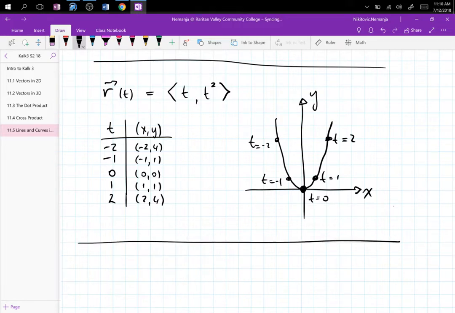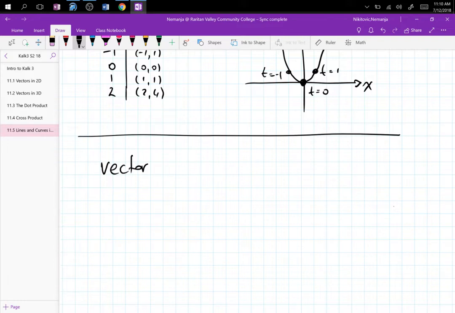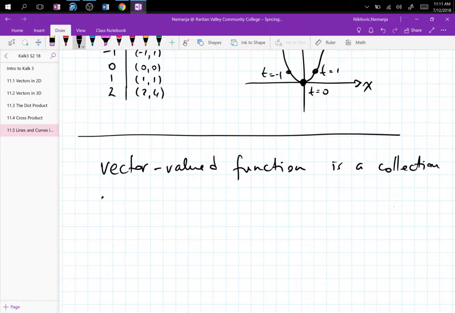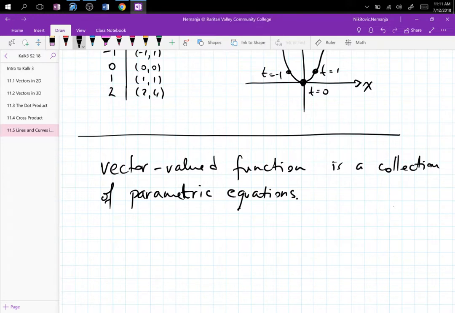So, technically, your vector-valued function is a collection of parametric equations. A vector is just a collection of numbers or functions. A matrix is a rectangular array of numbers or functions. So you just take a look at what the objects are, and these objects are, in this case, functions which will give rise to numbers as we go on.